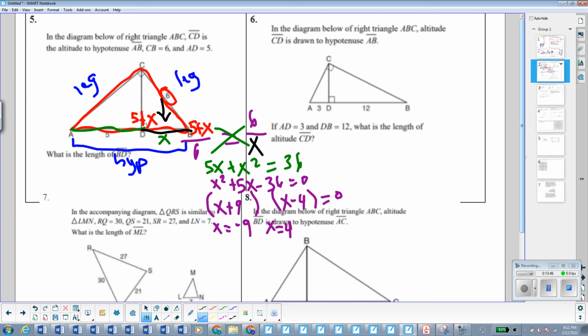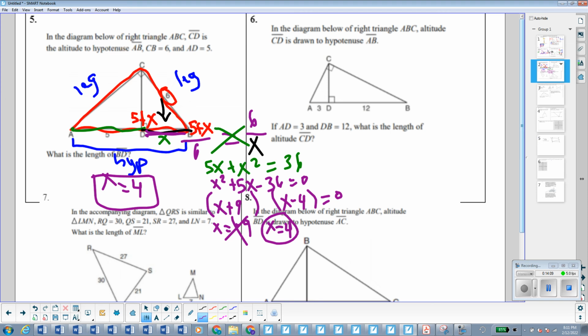Since we are working with a real world situation, triangles are real world objects, it doesn't really make sense to have a negative value. So we reject the negative and we find that x is 4. And remember, we're looking for BD, and BD is represented as x. So once we find our x value, we also have our length of BD.